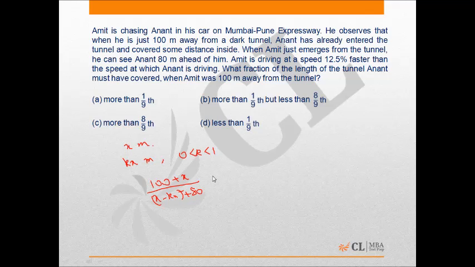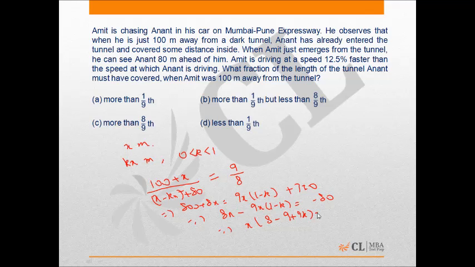Now, the ratio of these distances should be equal to the ratio of the speeds since the time taken is the same. Since Amit is driving 12.5% faster than Anant, the ratio of Amit to Anant is 9 is to 8 when we talk about their speeds. Now, cross multiplying from here, we get 800 plus 8x is equal to 9x into 1 minus k plus 720. Which means, bringing it over to this side, I get 8x minus 9x into 1 minus k is equal to minus 80. In other terms, x into 8 minus 9 plus 9k is equal to minus 80, which means x into 1 minus 9k is equal to plus 80, multiplying both sides by minus 1.